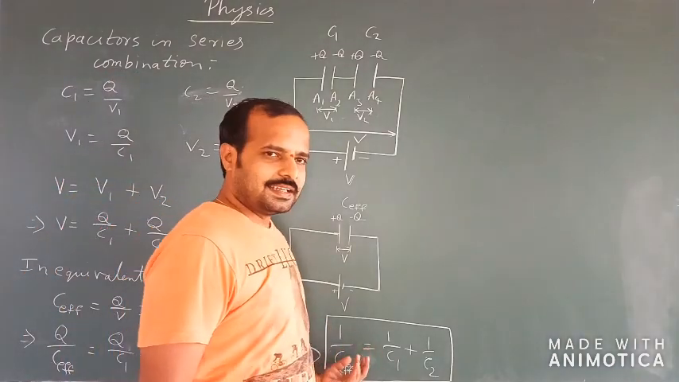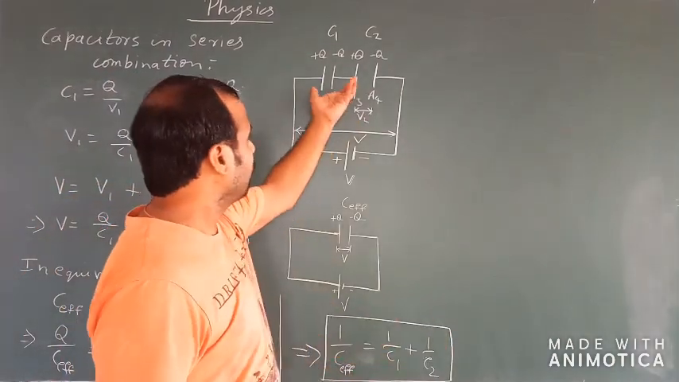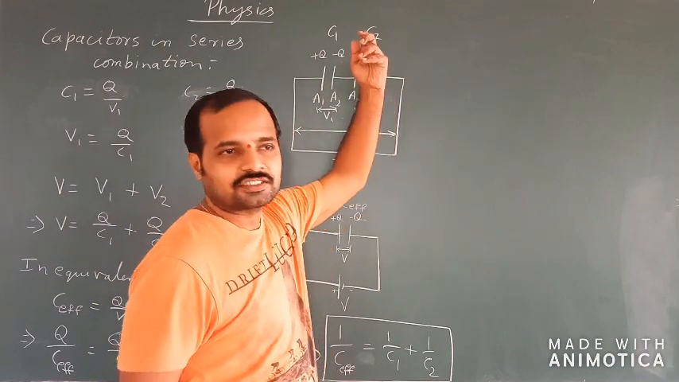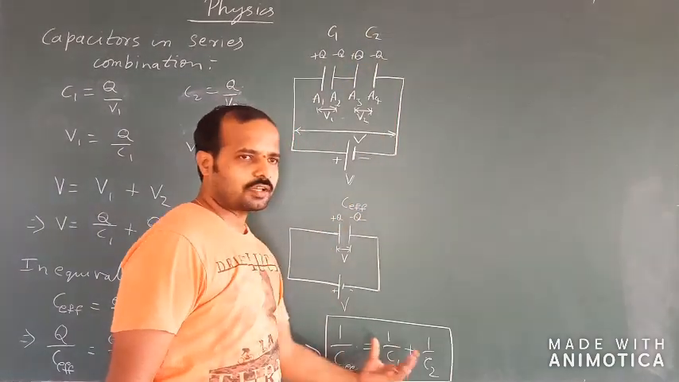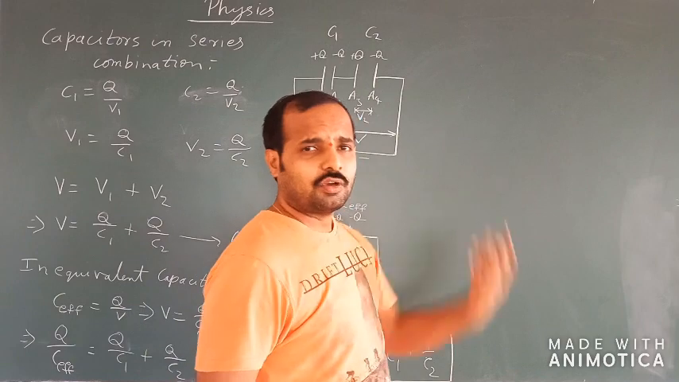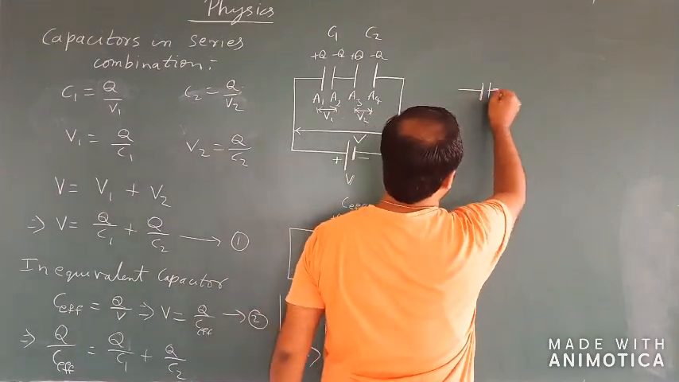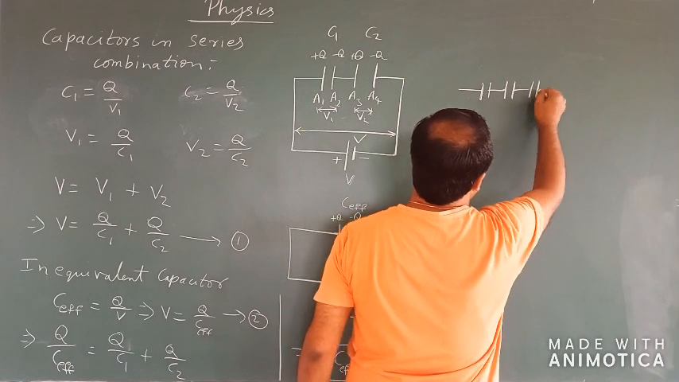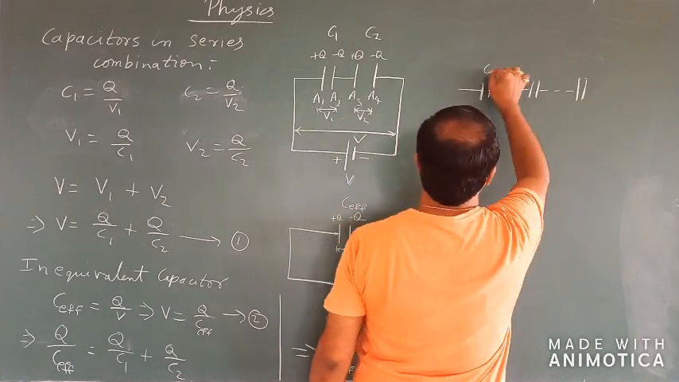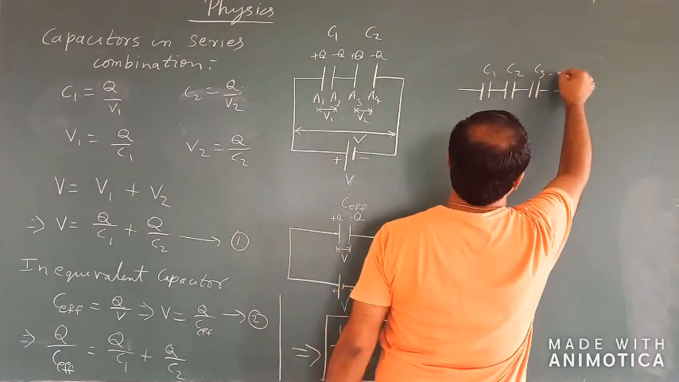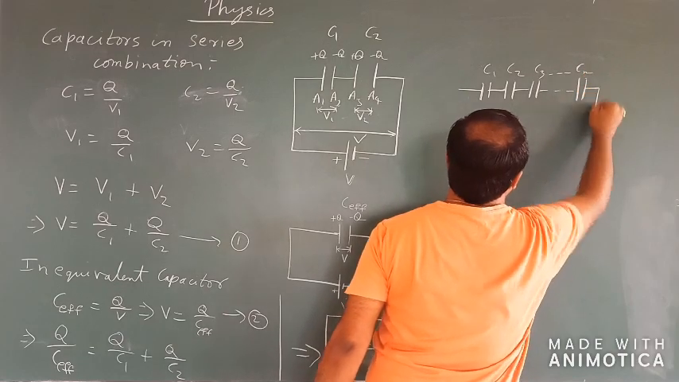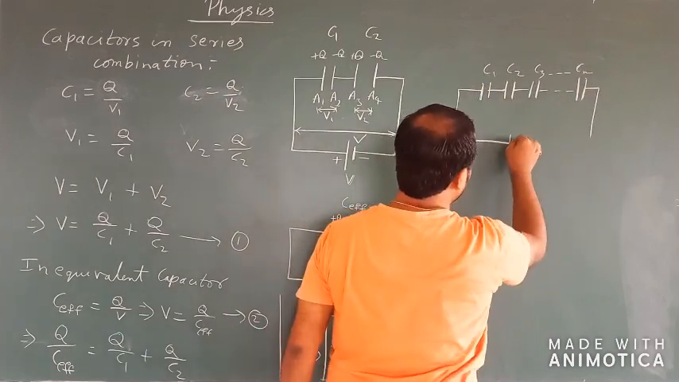Now I can extend the same when I have more capacitors in series. That is, instead of only two capacitors, if I have n capacitors connected in series, the combination will be like this: C1, C2, C3, and so on up to Cn, connected in series combination.